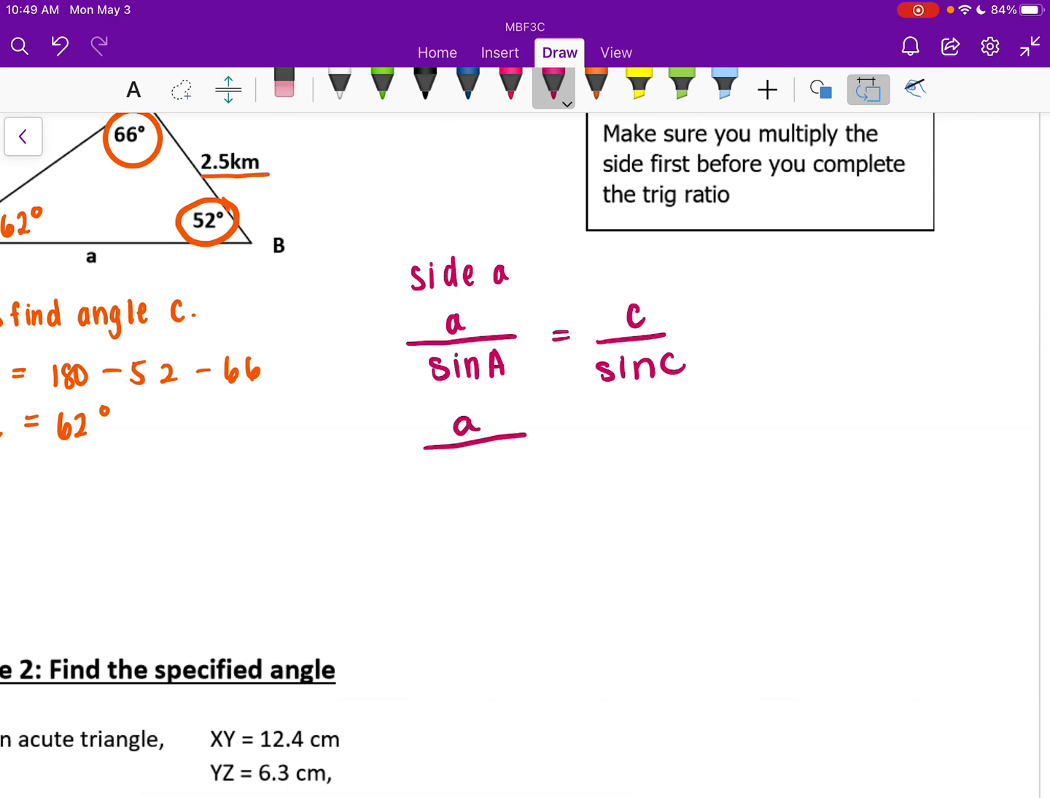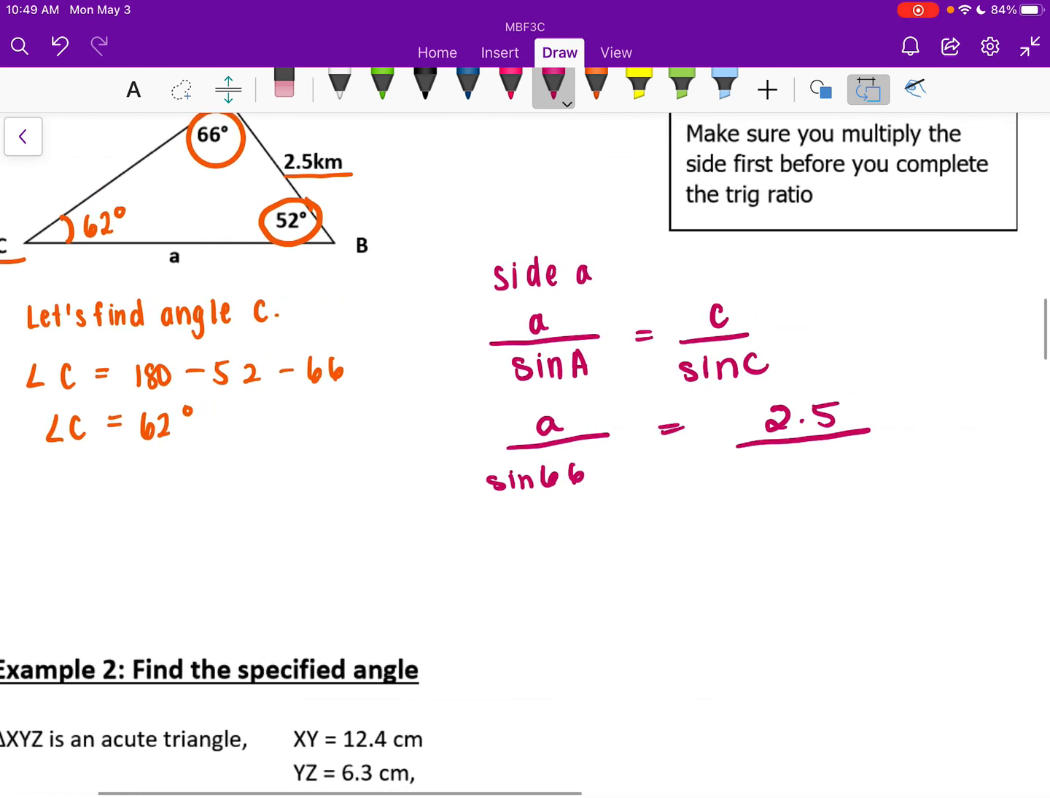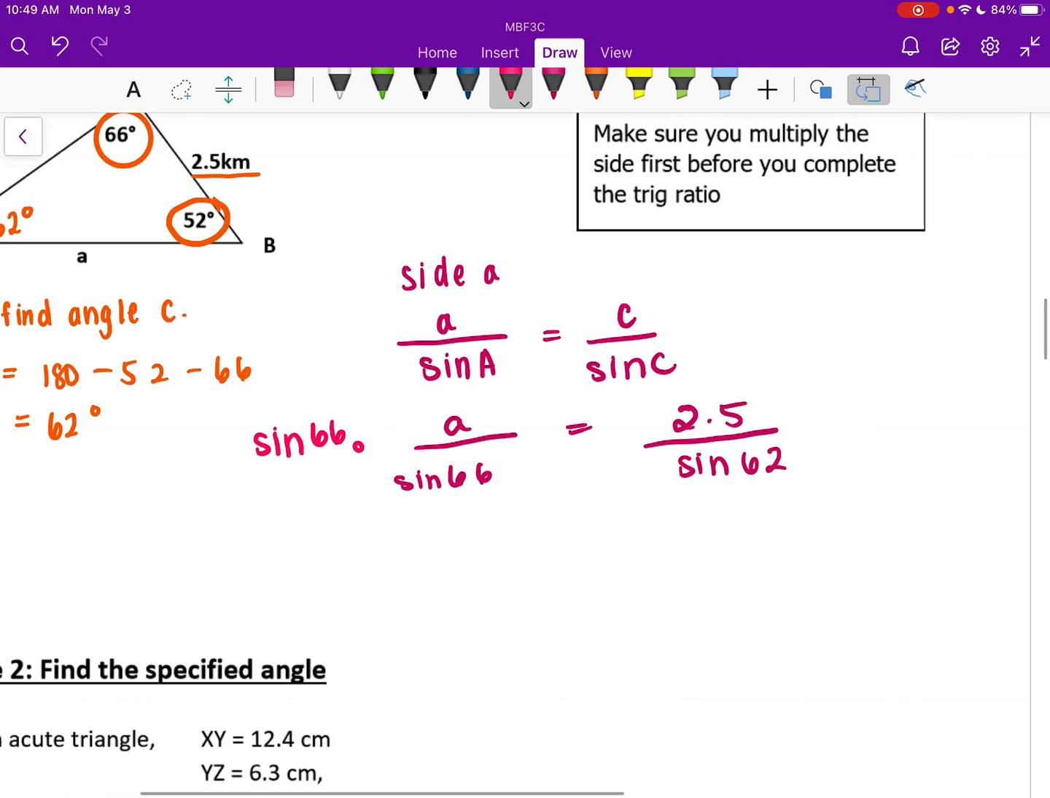I know sine A is equal to sine 66, right? I know that C is equal to 2.5, right? I know that sine C is equal to sine 62, right? And now I'm just going to isolate for the A by itself. So I'm going to multiply both sides by sine 66. This cancels out.